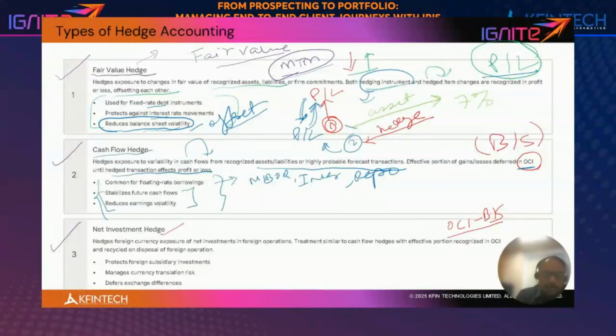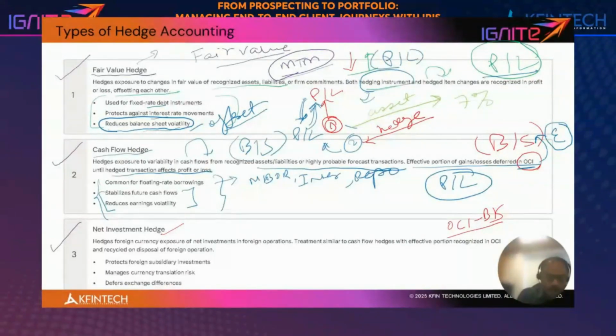Why? What they are saying over here is any cash flow which is hedged, the effective portion of that gain or loss is deferred into OCI and not into the P&L. OCI means balance sheet. Wherever you see OCI, it means balance sheet. The full form is other comprehensive income, and it is part of the equity part of the balance sheet. So cash flow hedge goes through the balance sheet, fair value hedge goes through the P&L, and net investment will also go through the balance sheet.